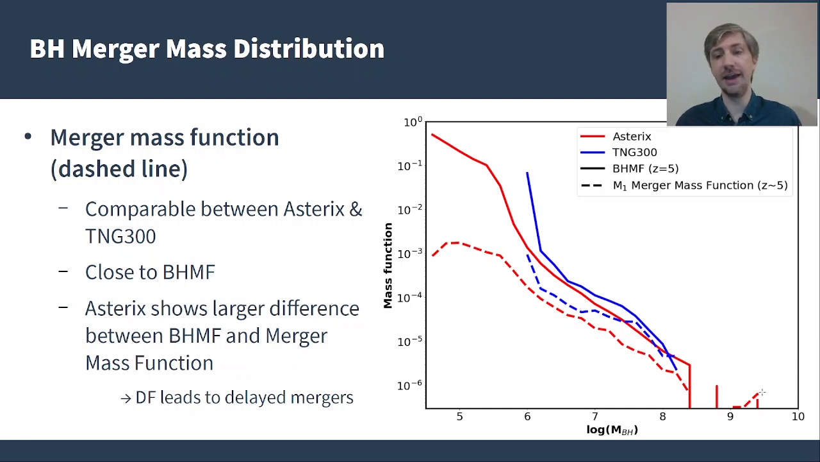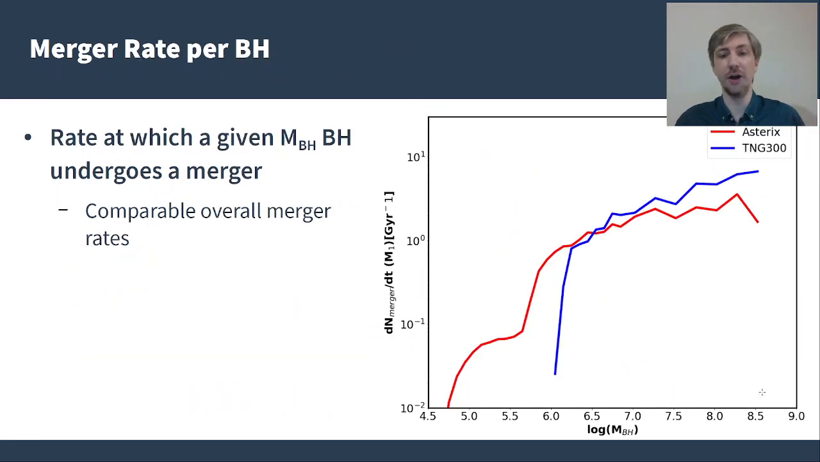And so we can again see a relatively similar relation between Asterix and TNG, at least at any given mass, though we can see that TNG has more mergers compared to the mass function than Asterix does. So we can combine those two pieces of information to characterize the expected number of mergers per gigayear that a given black hole would undergo, which I show here.